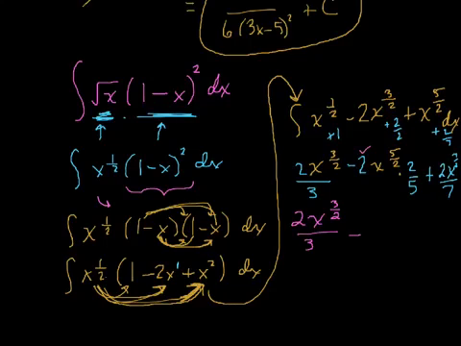Minus, now I've got this 2 times this 2, which is 4. So it's 4x to the 5/2 power over 5 plus 2x to the 7/2 power over 7.